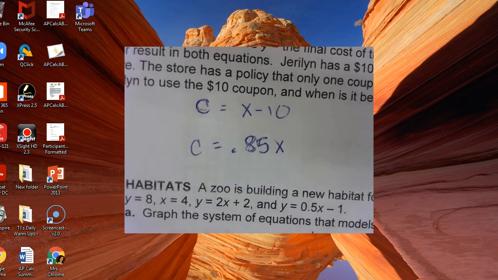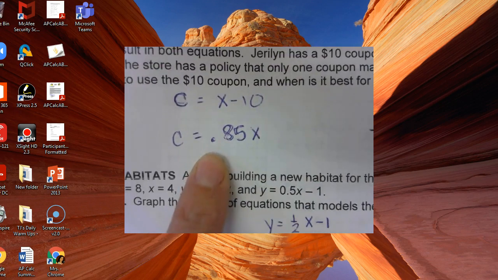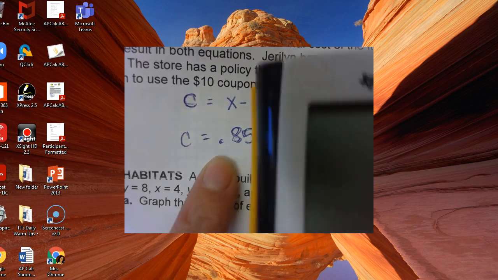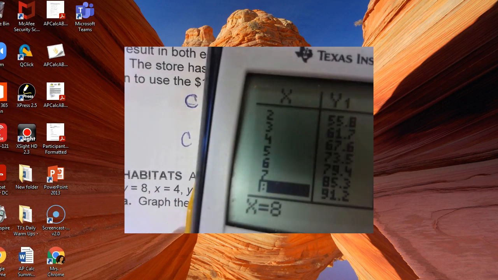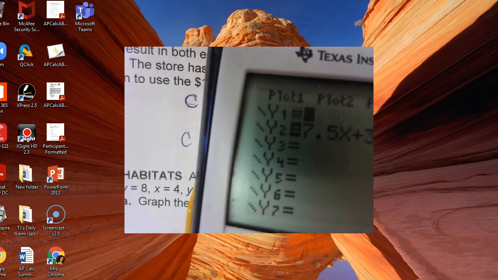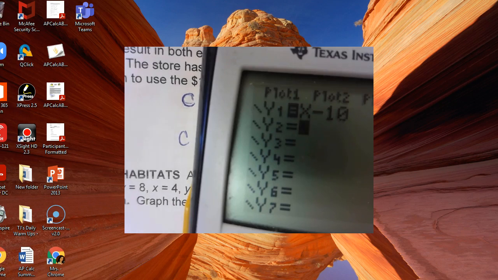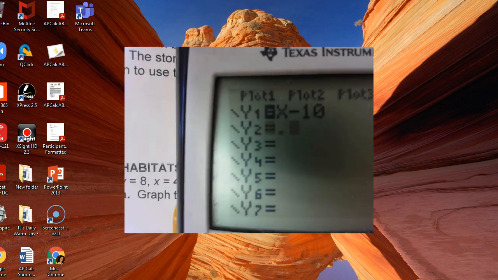Alright, so take these two equations, sorry, my little coupon rant went all over the place. Take these two equations and plug them into y equals. So you have x minus 10, and then you have 0.85x.